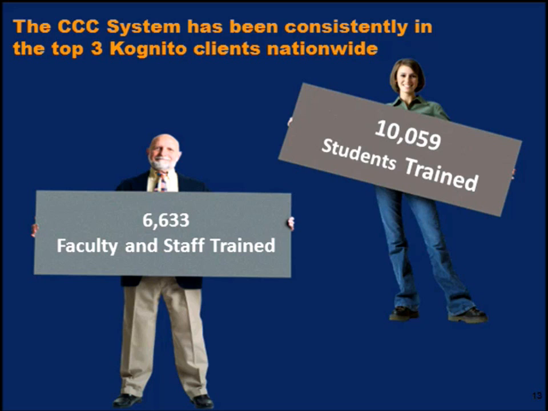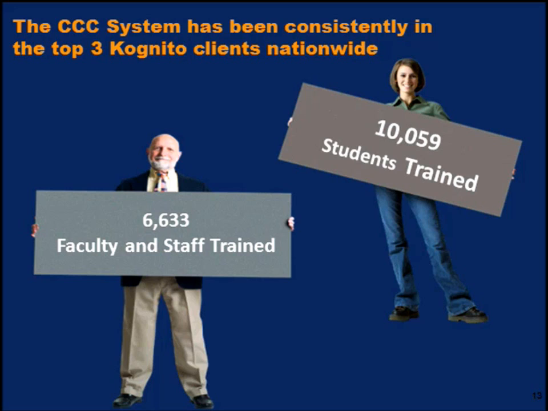So in terms of the California Community College system, faculty and staff, 6,633 people have been trained. I would say that since this slide was created, there are probably many more, especially because of the time of year and the ability to get some of the data back from the training modules.